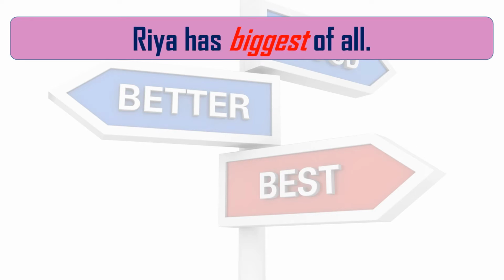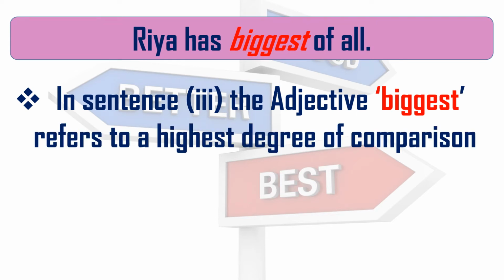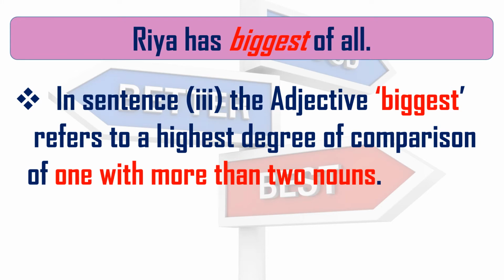Let's read the last sentence. Ria has biggest of all. Sarah has a big teddy bear, Alisha has bigger than that, and Ria has biggest of all those three teddy bears. So in this third sentence, the adjective biggest refers to the highest degree of comparison, used with more than two nouns.